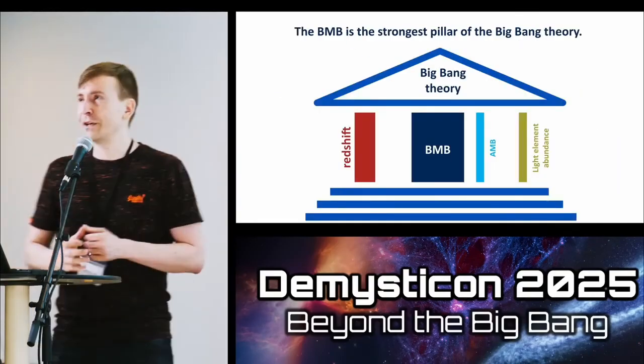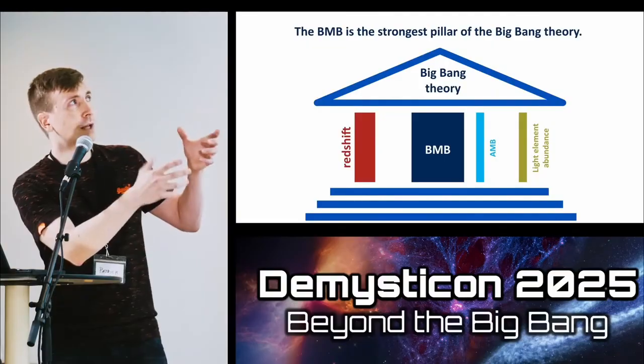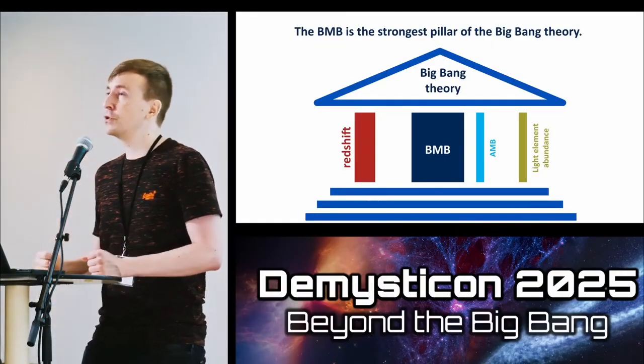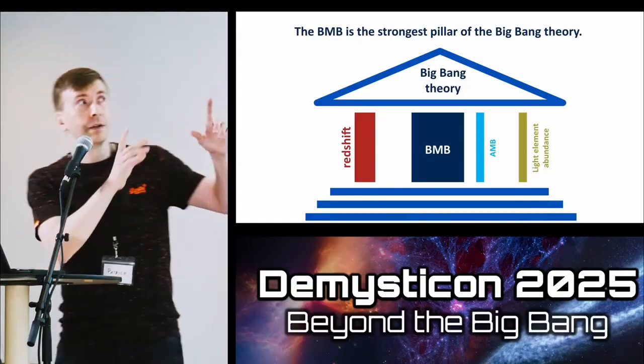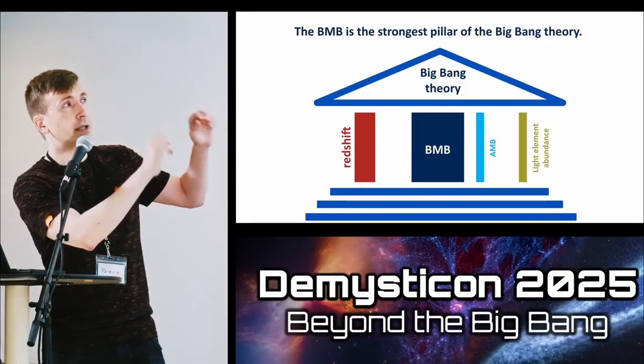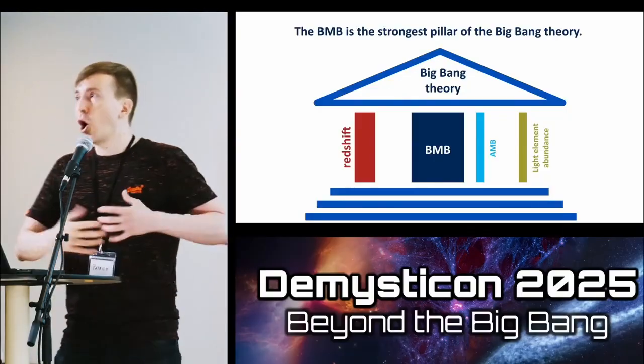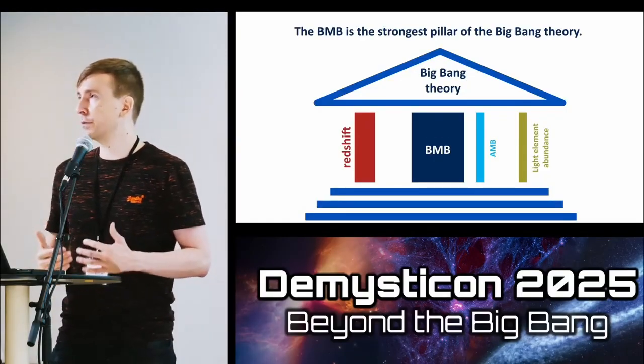And now you can resolve this picture a little bit further. You can now see that the BMB is the strongest pillar of the Big Bang theory, because if you take away the BMB, the AMB, with the other two pillars, are not strong enough to hold the Big Bang theory.